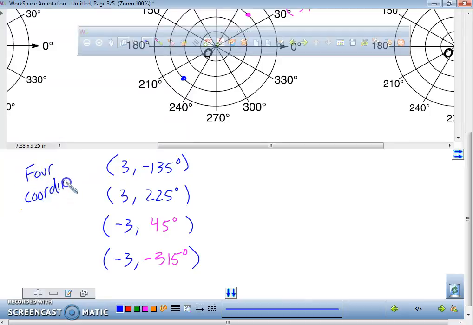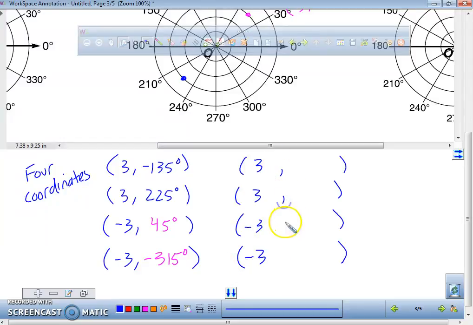So these right here are 4 coordinates that represent this point right here. This point can be represented as 3, negative 135, 3, 225, negative 3, 45 degrees, and negative 3, 315 degrees. So that point right there can be written these 4 different ways. Now, you could keep adding and subtracting 360 degrees from that and get an infinite number of varieties. What we're going to do is write these 4 answers in radian form. All right? So we have a 3, a negative 3, and a negative 3.